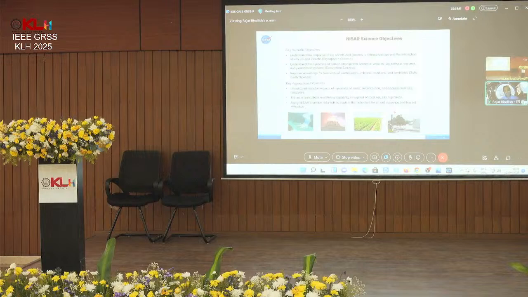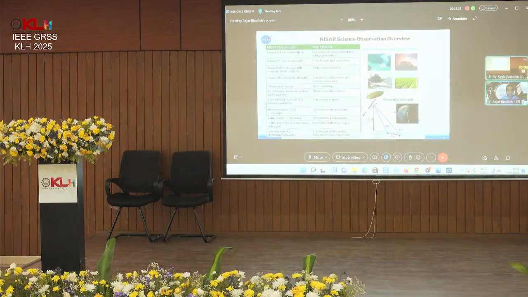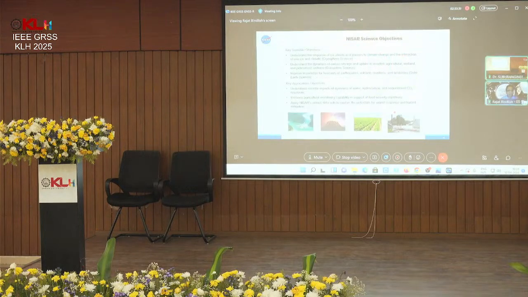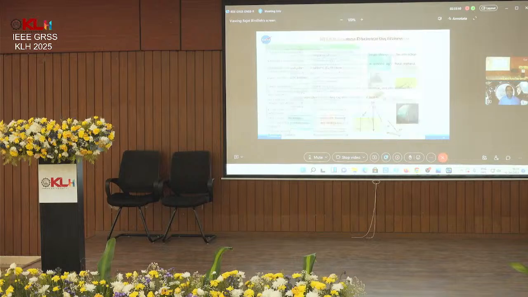And on the application side, it's going to be very important for understanding water cycle dynamics as well as carbon cycle, then CO2 sequestration in vegetation as well as reservoirs. It'll also help with agriculture monitoring in support of food security objectives and help with urgent response because it can map earthquakes, volcanoes, flooding, and other disasters. So how is that going to be done?